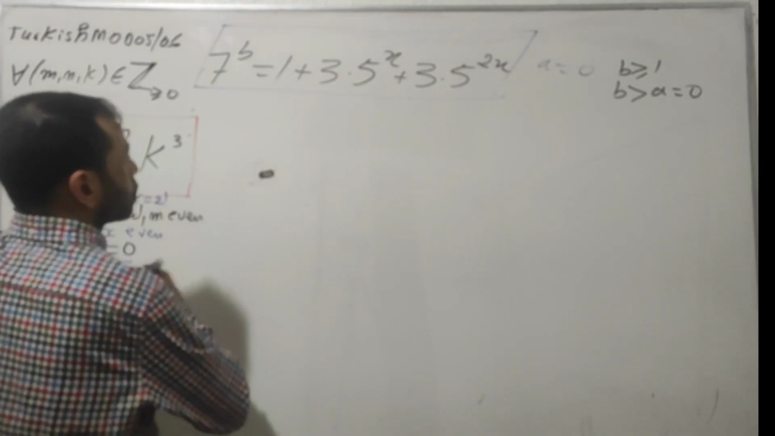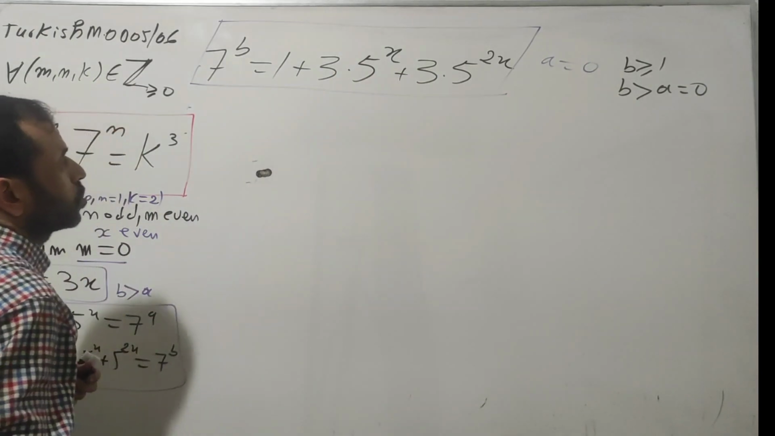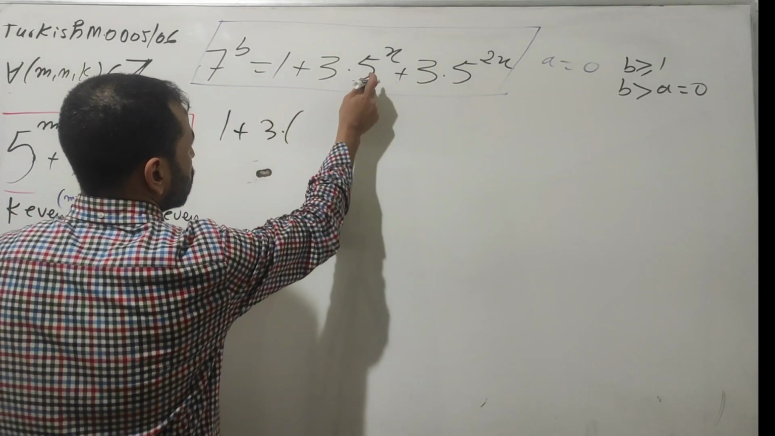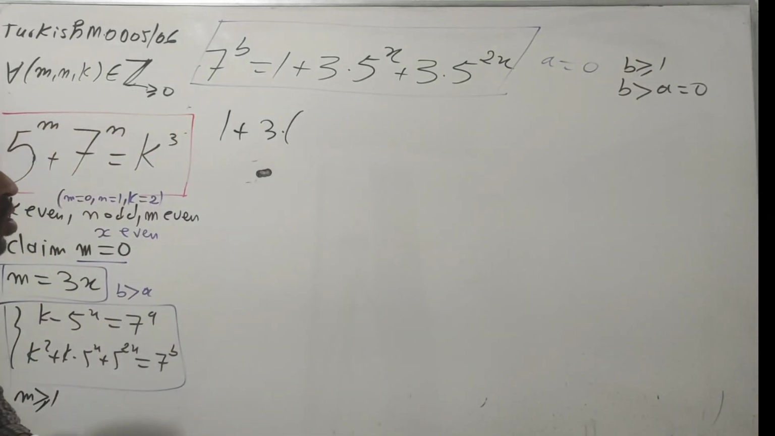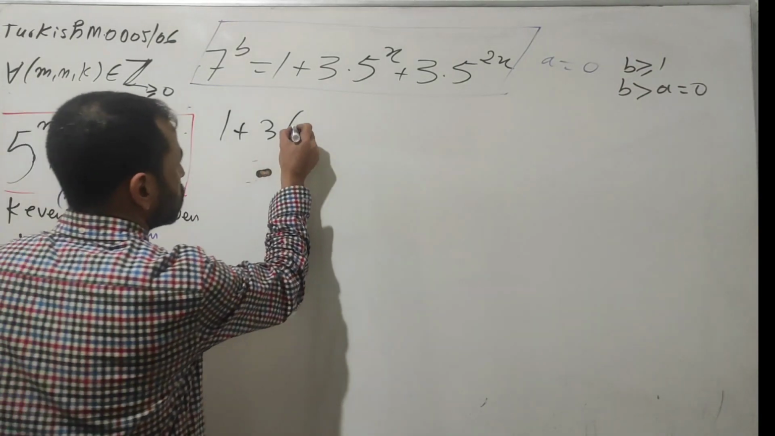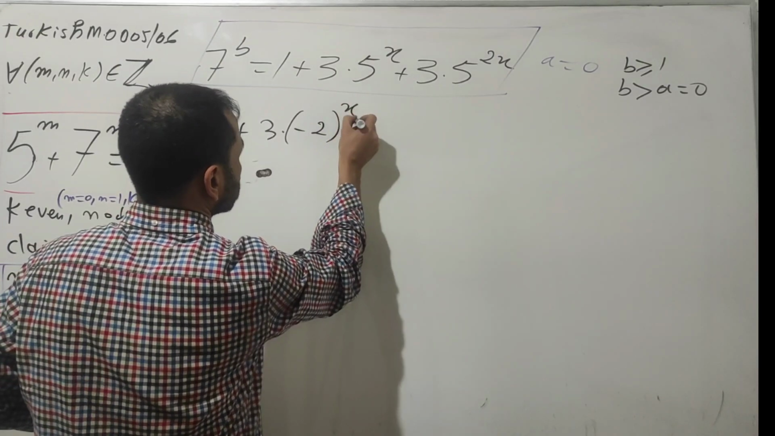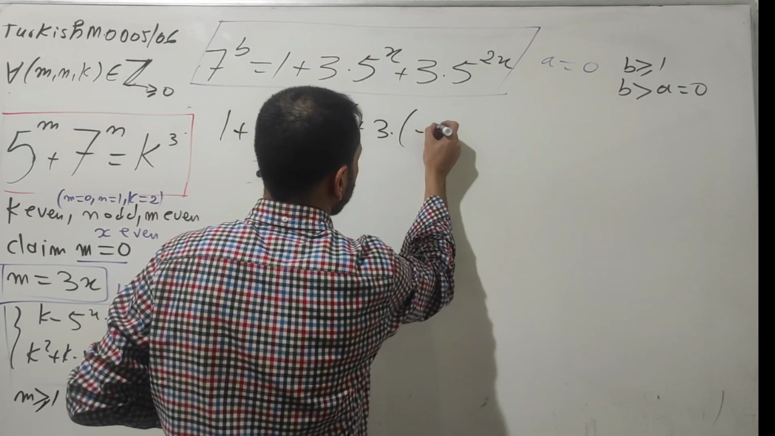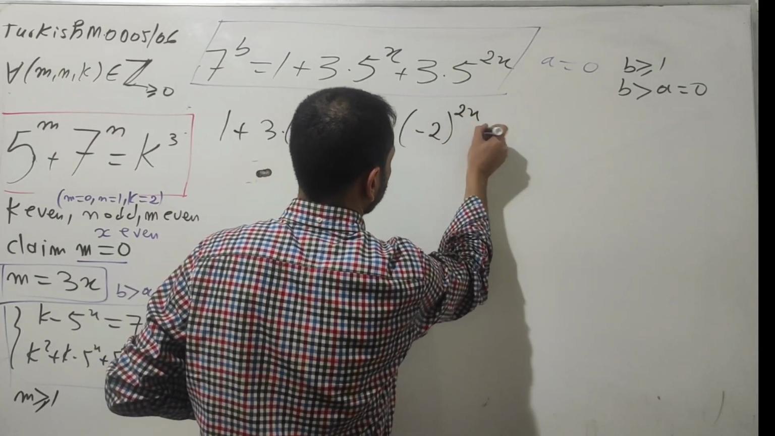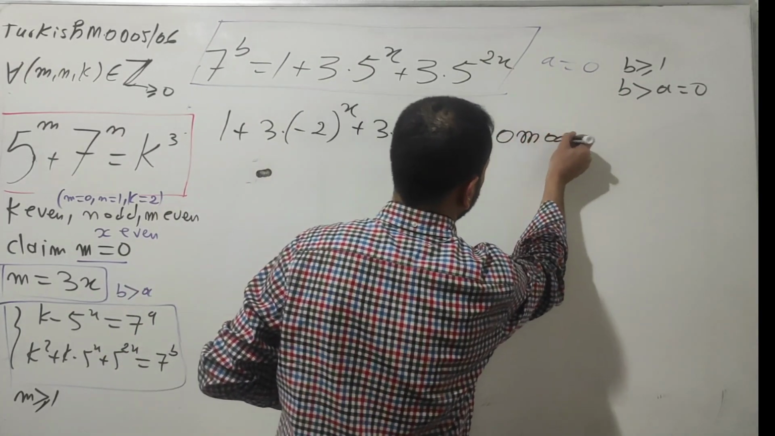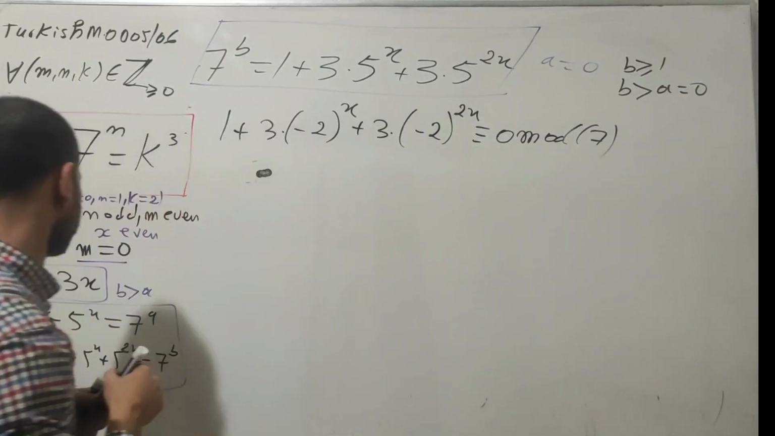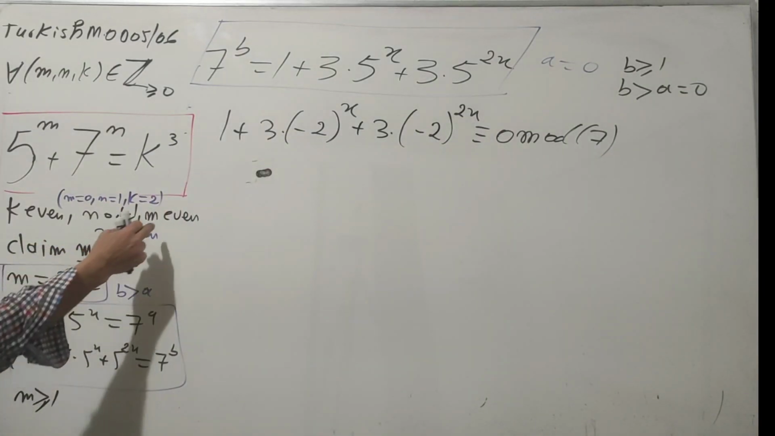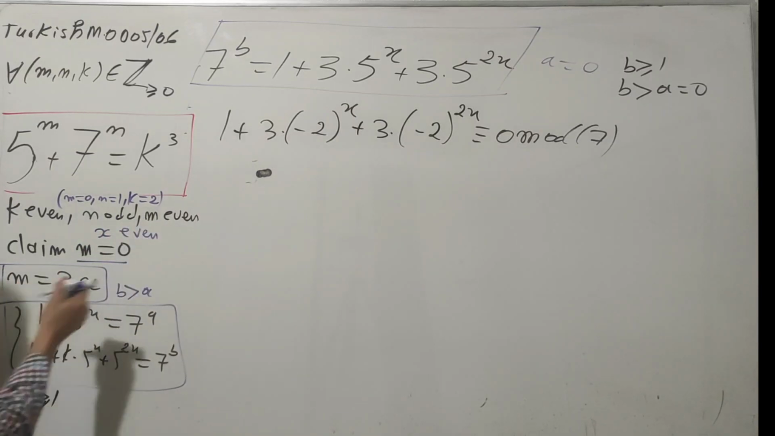So I get here, these things are congruent to 0 mod 7. So I get 1 plus 3 multiplied by, 5 is going to be replaced with 7 minus 2. I get minus 2, all raised to the x, plus 3 multiplied by minus 2 all to the 2x, which is congruent to 0 mod 7, okay? Notice here, since m was even by previous argument, which means x also is even, okay?